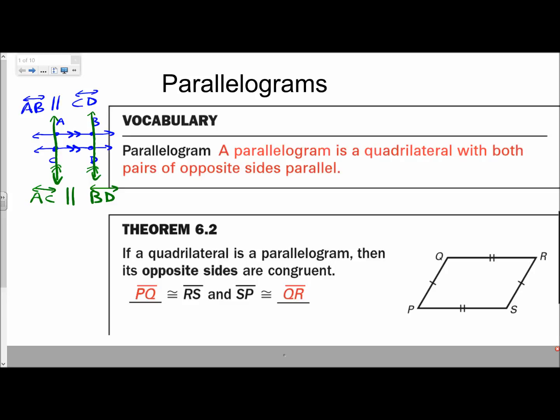If a quadrilateral is a parallelogram, then its opposite sides are congruent. This is always the case. No matter what kind of parallelogram is thrown at you, the opposite sides are congruent all the time. So notice that. Sides PQ is congruent to RS. In other words, whatever size PQ is, however long it is, it's the same as RS. And then the same thing for these two sides. So that's always a feature that's true about parallelograms. The opposite sides are congruent.